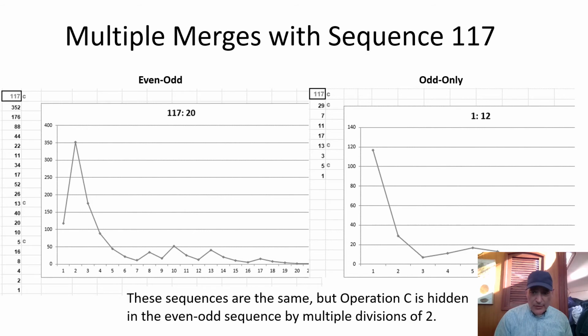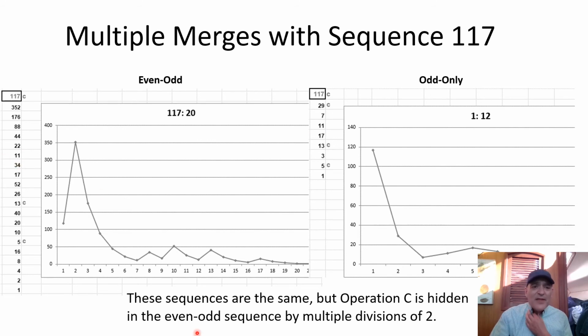So here we have even-odd and odd-only graphing of a small number, 117. It's not particularly small. It just has a limited number of steps. So these sequences are the same, but operation C is hidden in the even-odd sequence by multiple divisions of 2. So you will see that 29 is not present in the even-odd sequence. It's just missing. And the reason it's missing is because we got all these even numbers here. We're out of control with even numbers: 1, 2, 3, 4, 5. So my odd-only one slips in 29 and 7. And then it goes to 11 straight away, whereas 11 here is down here.